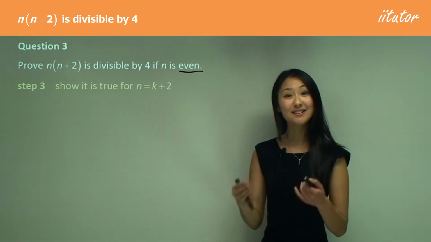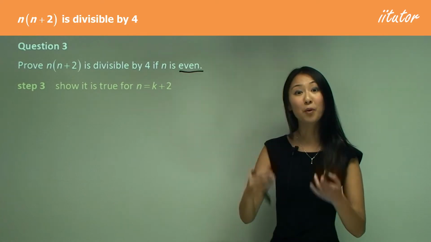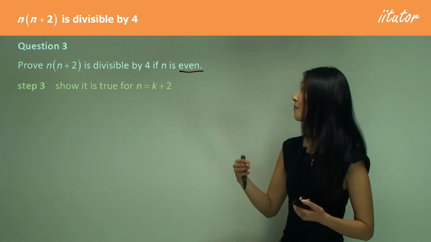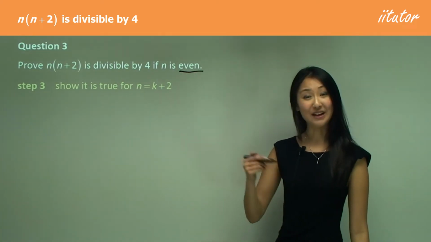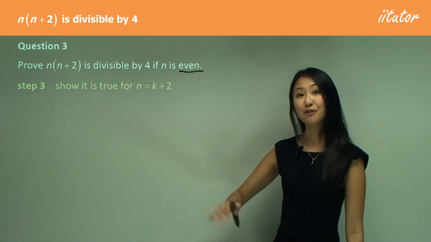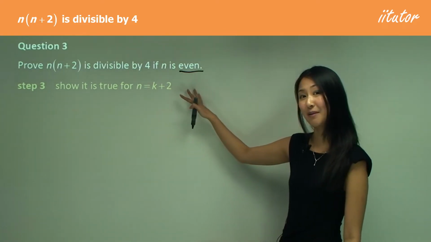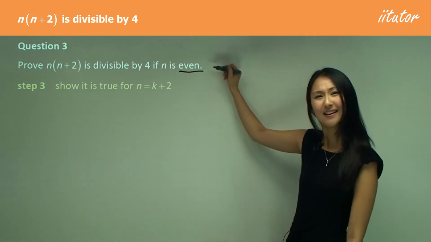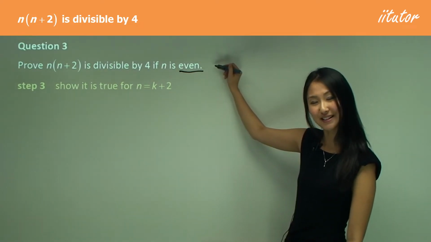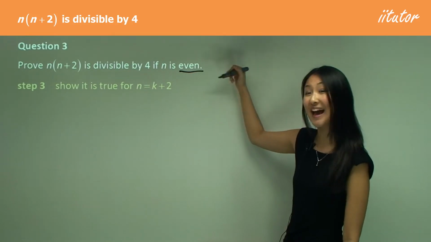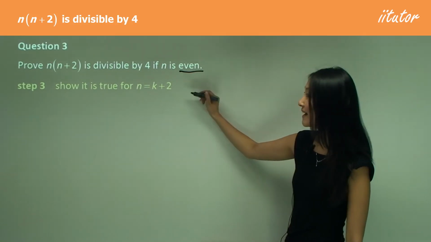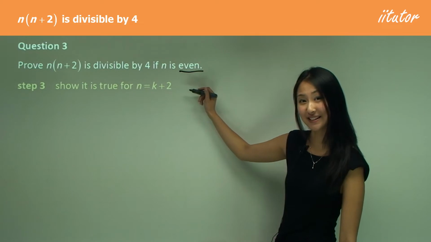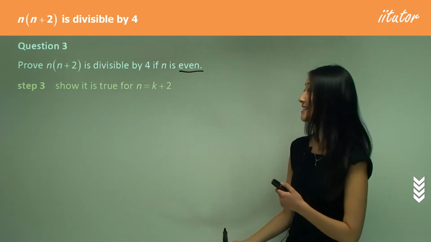Moving on to step 3, we want to show it is true for n equals k plus 2. This is where it applies that it's more than 1. It's being increased by more than 1, because usually we have n equals k plus 1. We want to prove that it's true for n equals k plus 2 because we're increasing by 2 to ensure that it's even. Can you see how that's why we need to increase it by 2? Because we need to ensure that it is even, right? Make sure you write n equals k plus 2. And then the same process follows.